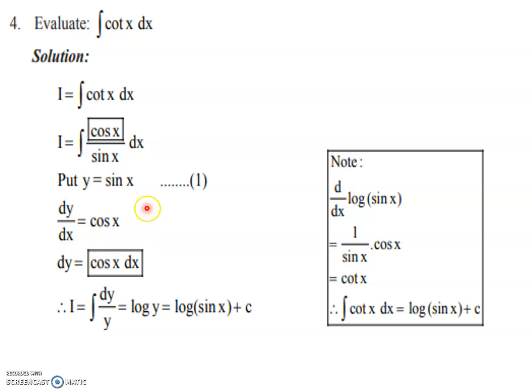Now we shift dx to this side, dy remains the same. dy is equal to cos x dx. So instead of cos x dx we put dy, and instead of sin x we put y. We know that the integration of 1 upon y is log y. We resubstitute the value of y, so log sin x plus c. We know that the derivative of log sin x is 1 upon sin x into cos x, that is cot x. That's why the integration of cot x is log sin x plus c.